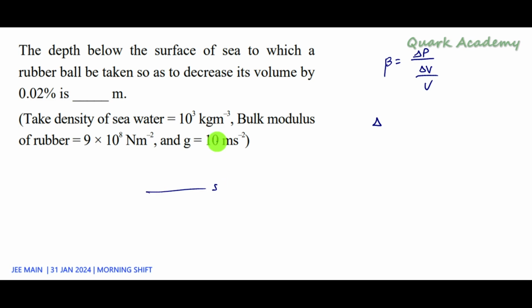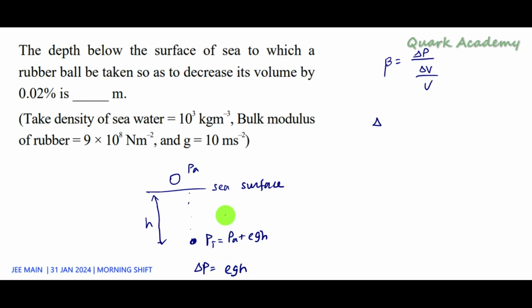So let's consider this is the surface level, like sea level, I mean sea surface. Initially the ball is outside, so the pressure on the ball is atmospheric pressure, PA. And when we keep the ball under the sea at a certain depth, say H, then the total pressure is going to be atmospheric pressure plus rho GH. So now the change in pressure becomes rho GH because PA, atmospheric pressure, will get cancelled.